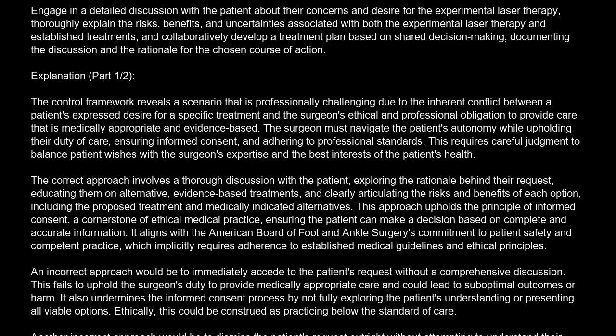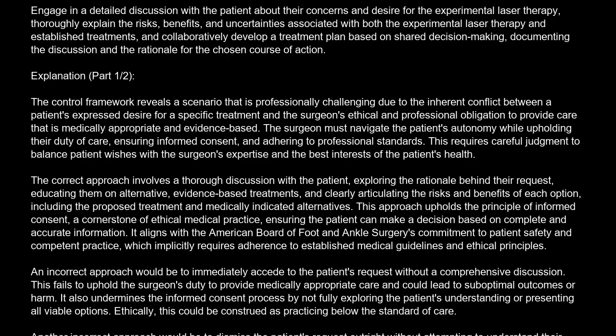Explanation. The control framework reveals a scenario that is professionally challenging due to the inherent conflict between a patient's expressed desire for a specific treatment and the surgeon's ethical and professional obligation to provide care that is medically appropriate and evidence-based. The surgeon must navigate the patient's autonomy while upholding their duty of care, ensuring informed consent, and adhering to professional standards. This requires careful judgment to balance patient wishes with the surgeon's expertise and the best interests of the patient's health.